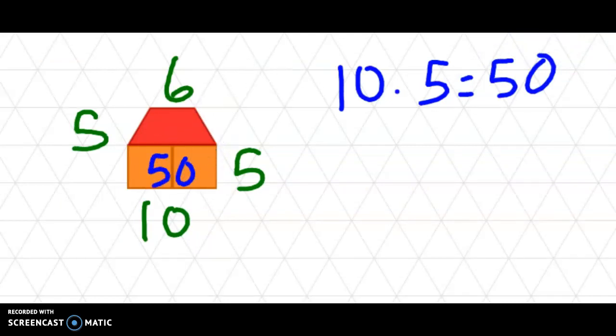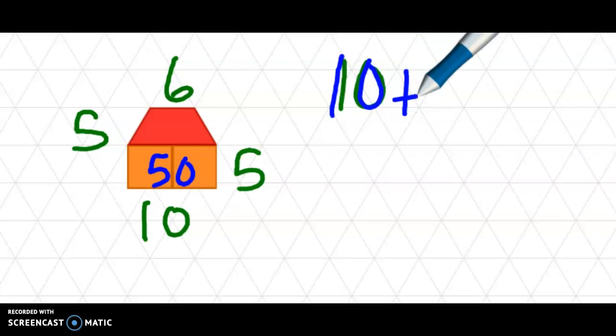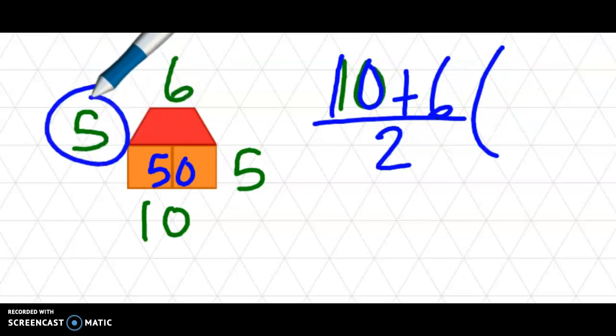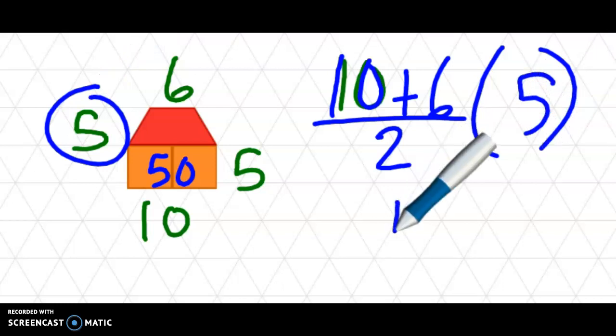And now what we need to do is find out what the area is right here. What is the area in our trapezoid? We're going to take our base plus our second base, which is 6 plus 10, and that's going to give us 16. We're going to divide that by 2, and then multiply by our height, which is 5. So 10 plus 6 is going to give us 16.